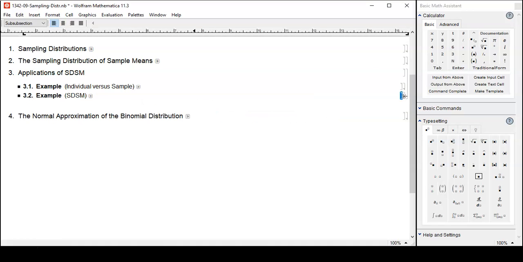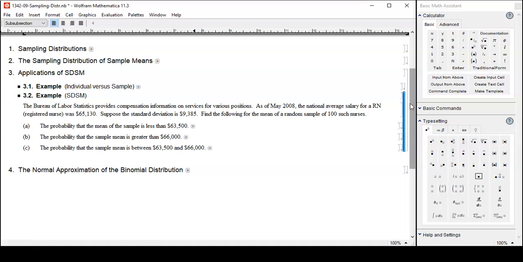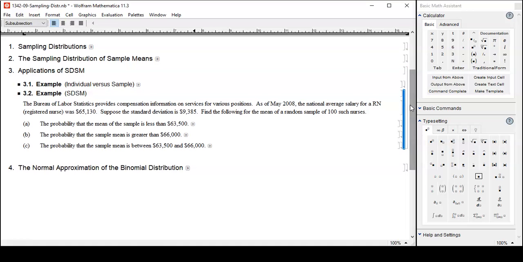Let's see, enough problem for another problem, so let's go ahead and do this. The Bureau of Labor Statistics provides compensation information and services for various positions. As of May 2008, the national average salary for a registered nurse was $65,130. Suppose the standard deviation is 9,385. Find the following for the mean of random samples of 100 such nurses.